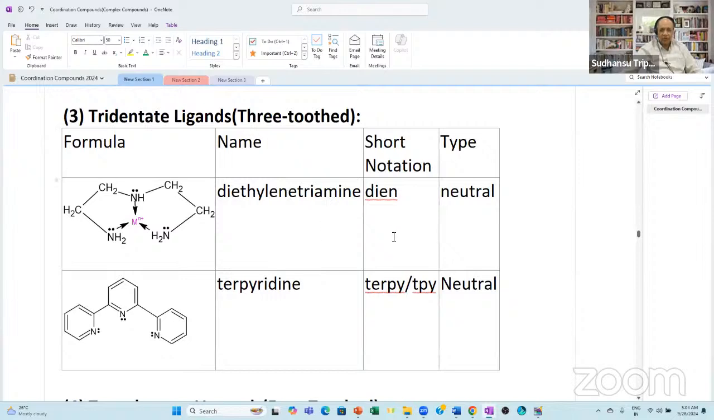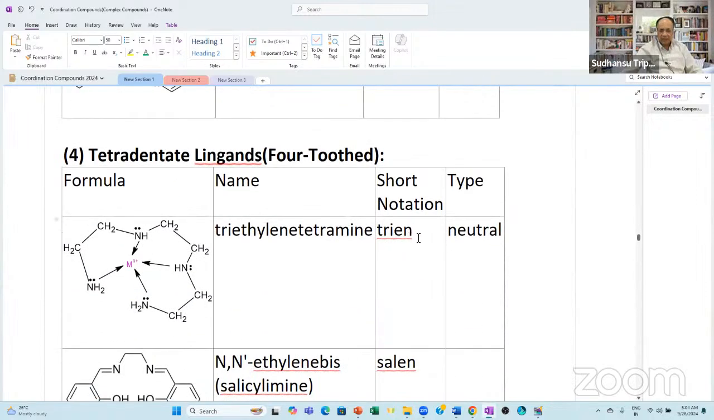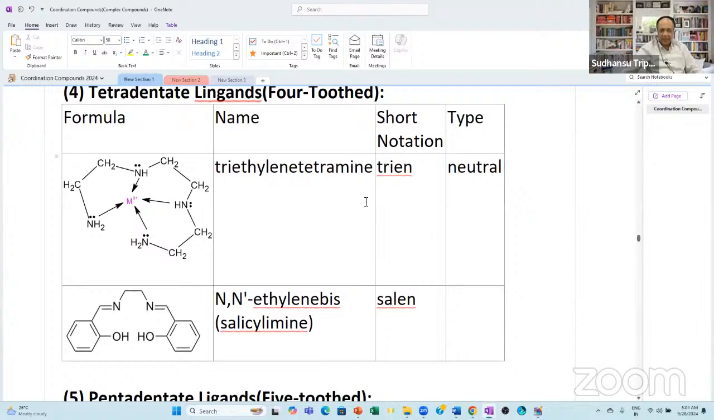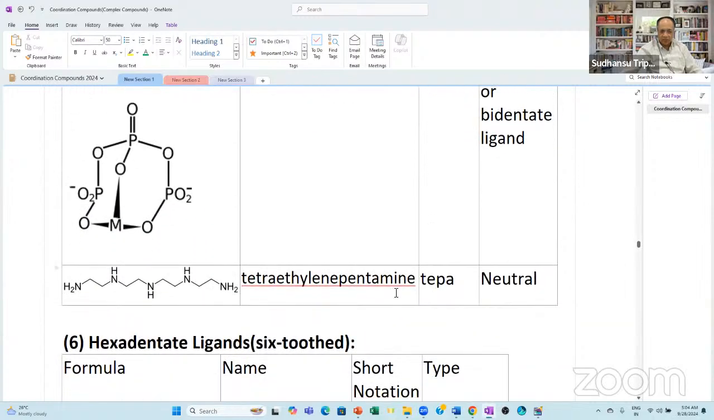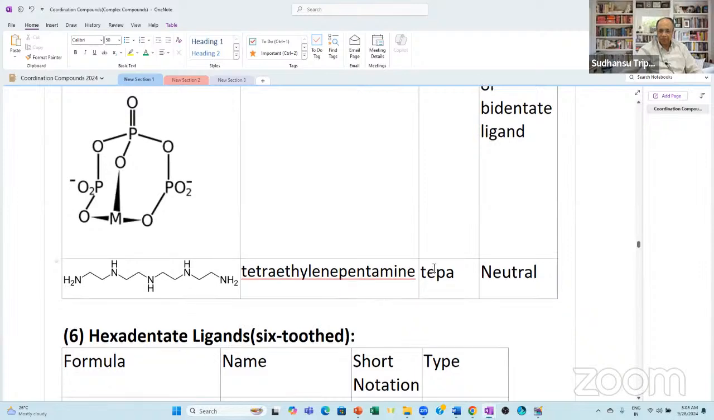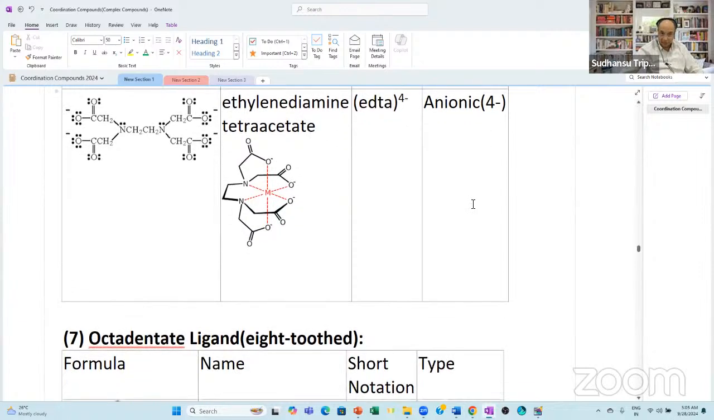Diethylene triamine belongs to the tridentate ligand category. We have tetradentate ligand, triethylene tetramine, tri-En. We have pentadentate ligand. Most important is TEPA, tetraethylene pentamine. And we have hexadentate. This is very important. You can write down small letter 2, no problem. You can write small letter 2 or capital letter 2, 4 minus.